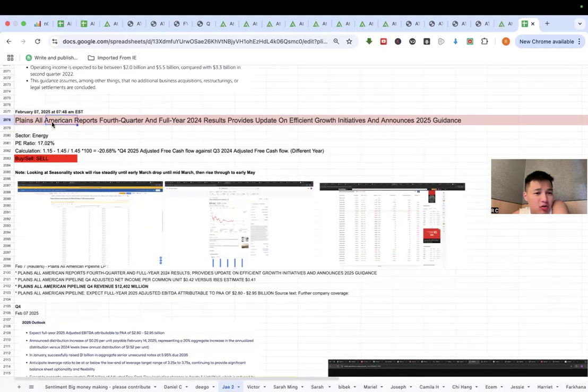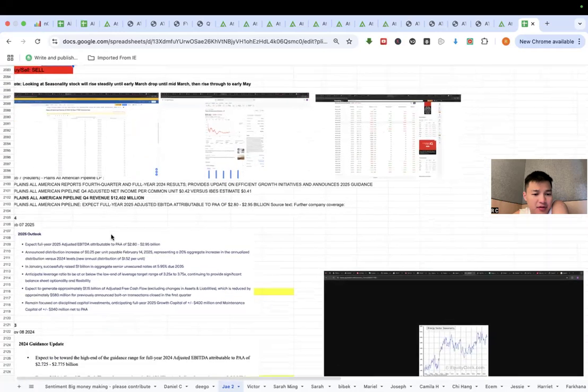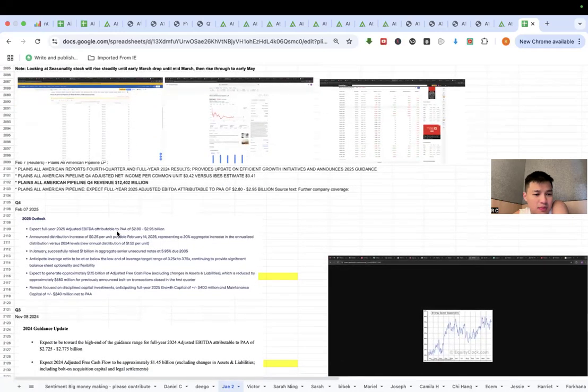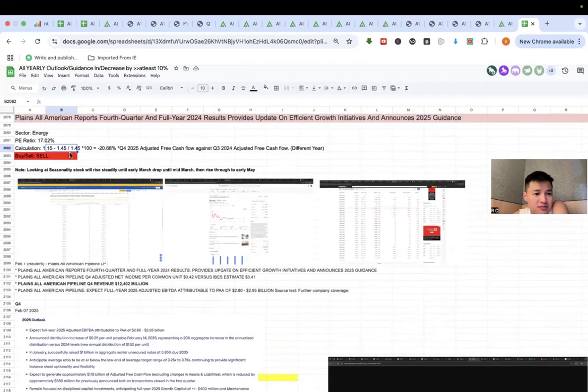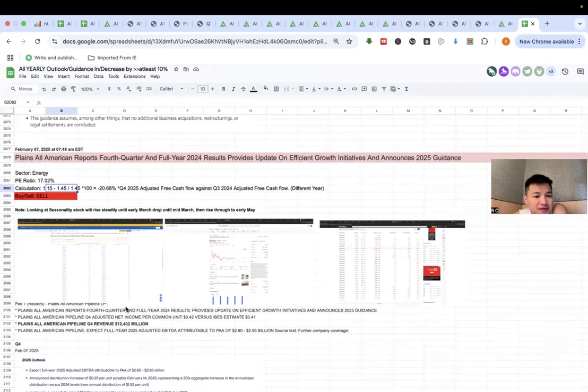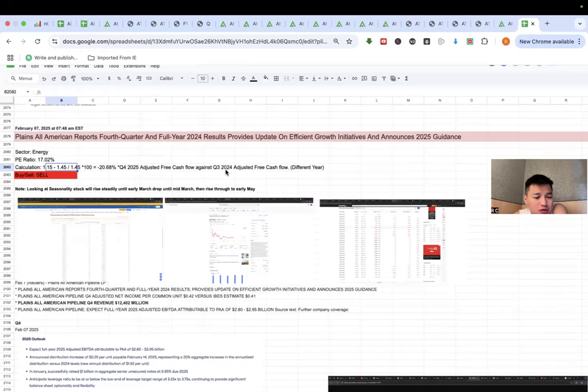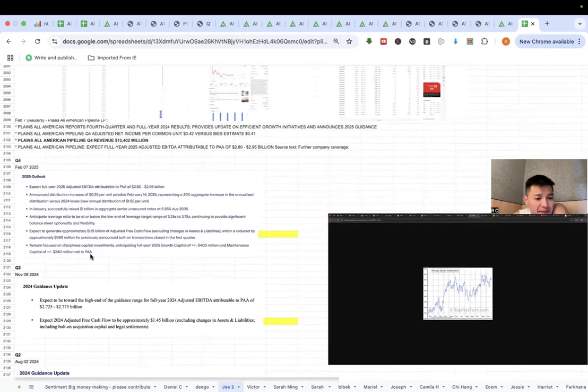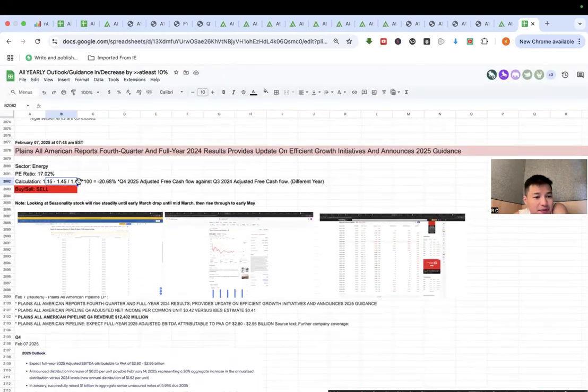Plain old Americans. It's the energy sector. Well done. Say sell. Let's look at the 1.15, minus 1.45. This one, cash flow, minus 1.45. Okay. So it's a different year. It's a different year. 2025 to 2024 is a different year. Now, it's a different year, it's down 20%.